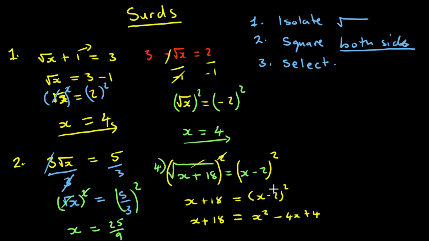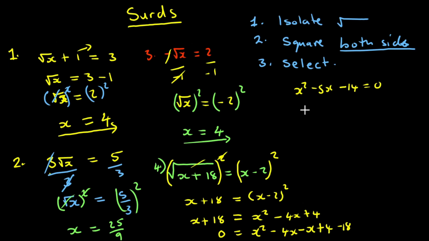Then from here, we can take everything to the other side, and then we have 0 is equal to x squared minus 4x. The x that's going to come is going to be minus x. I'm just collecting like terms as I'm going. This is plus 4, and when 18 comes over, it becomes minus 18. So what are we going to get after that? We're going to have x squared minus 5x minus 14 is equal to 0.